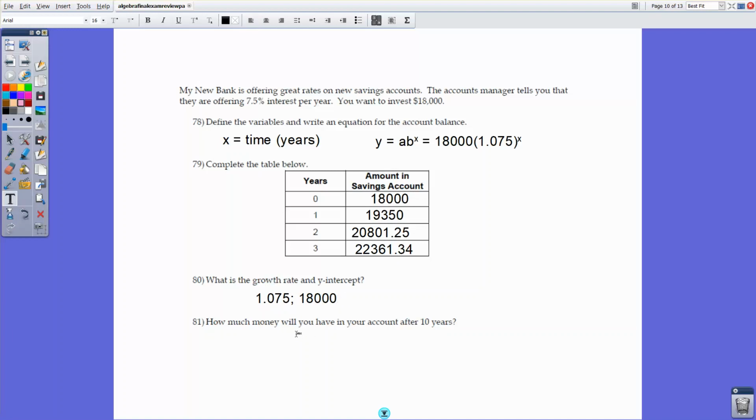After 10 years, again, I'm using the table feature on my calculator to get this number, but you also could just plug in 10 here and use your calculator to get that. You will have in your account $37,098.57, just about. Okay.